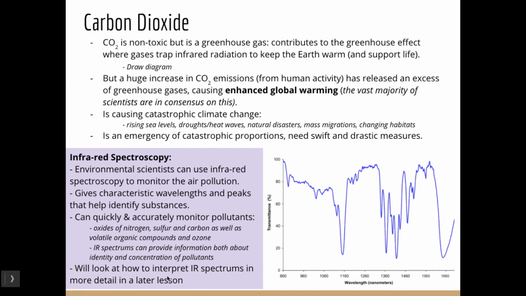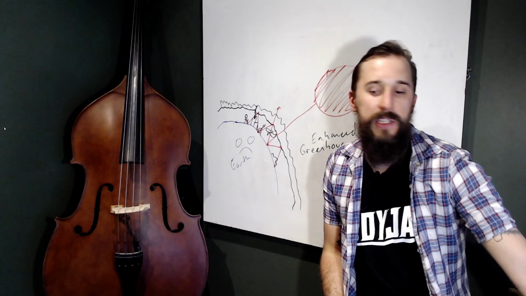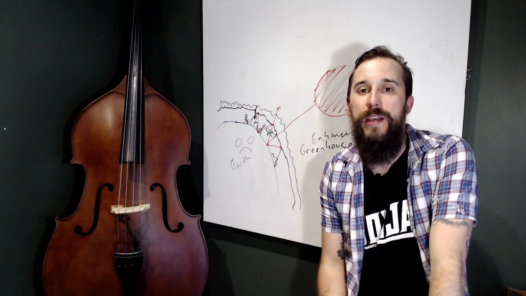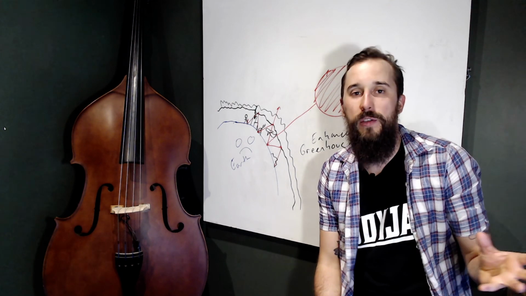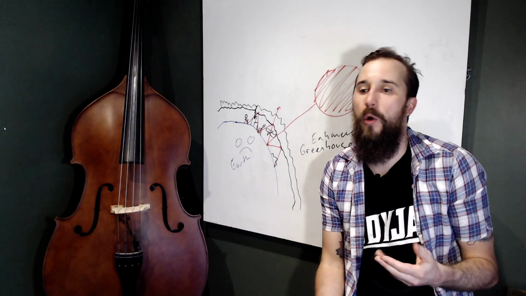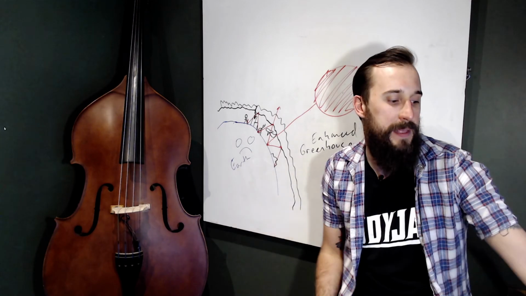We will look at how to interpret IR spectra in more detail in a later lesson, because this can also be used in synthetic organic chemistry to help us identify unknowns or to help confirm the identity of molecules synthesized.